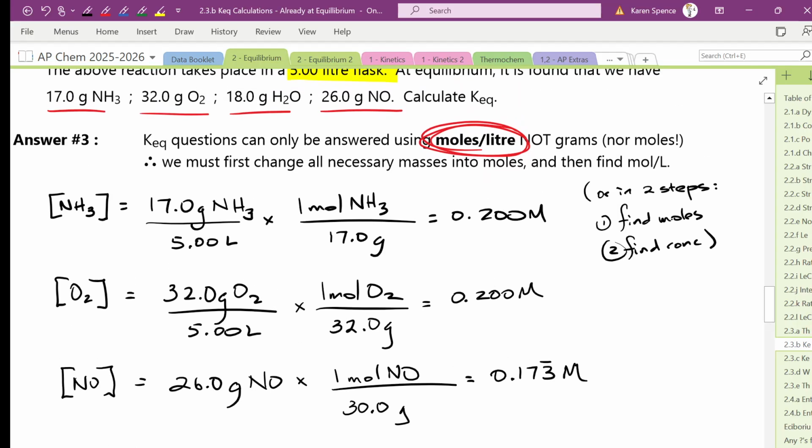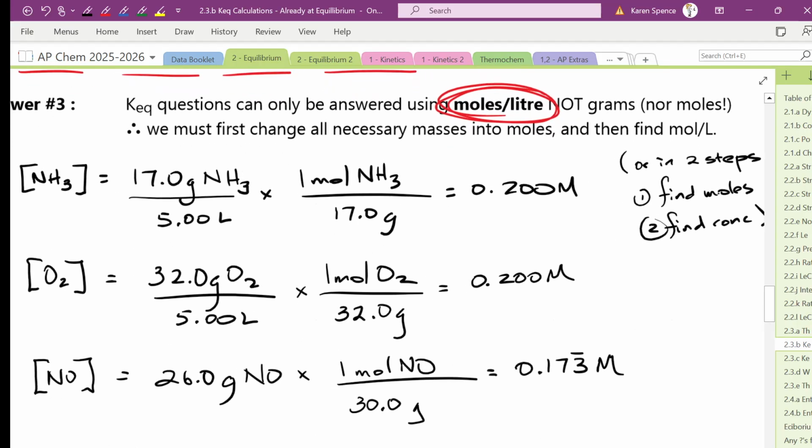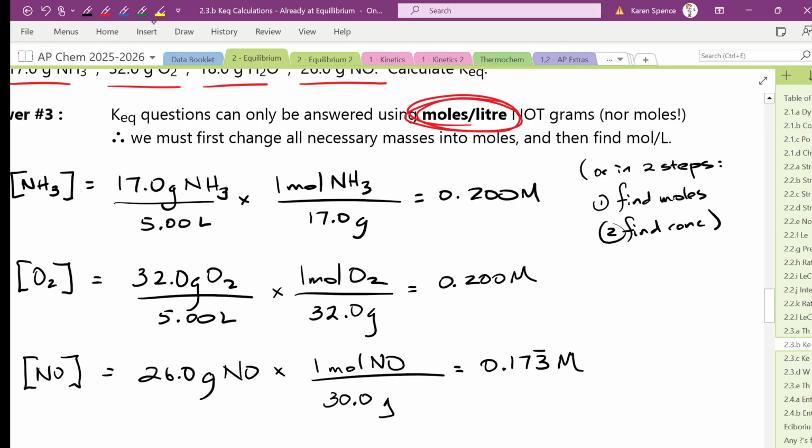Now, I've shown calculating concentrations in one step, but you can definitely do it in 2 steps instead, where you find the moles and then you divide by the 5 liters to find the concentration. But it's also okay to do it in 1 step. It does not matter as long as you end up at the same place.